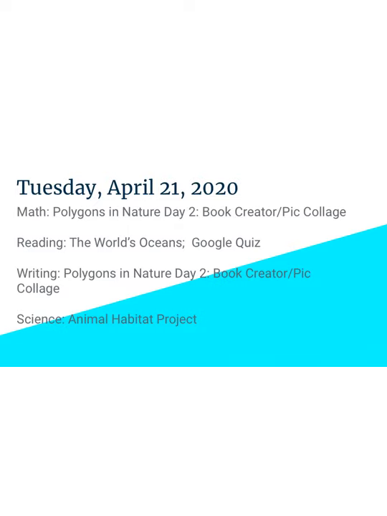So today in math, we're going to continue to work on our polygons in nature project. You're going to be on day 2. You will need to use Book Creator and Pick Collage, and there will also be a question on your Google quiz about which two quadrilaterals you were writing about today. Remember, this project goes hand in hand with writing, so you'll be doing the same thing for your writing block.